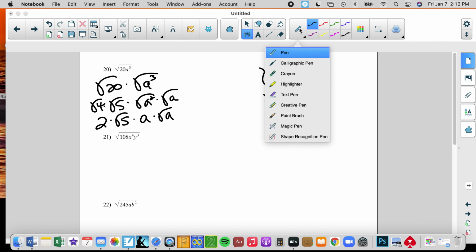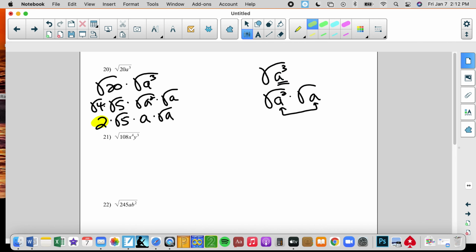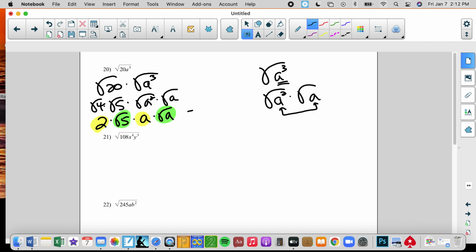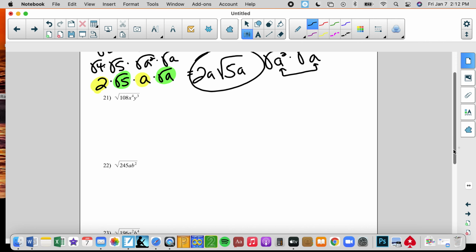So what's left on the outside? I have a 2 on the outside, an a on the outside, and then I have a rad 5 and a rad a on the inside. So we're going to combine those. You get 2a rad 5a. Ooh, that's a good one. If you did that one right, if you got number 20 right, you're going to do well. And 21 is going to be hard too, also, by the way.